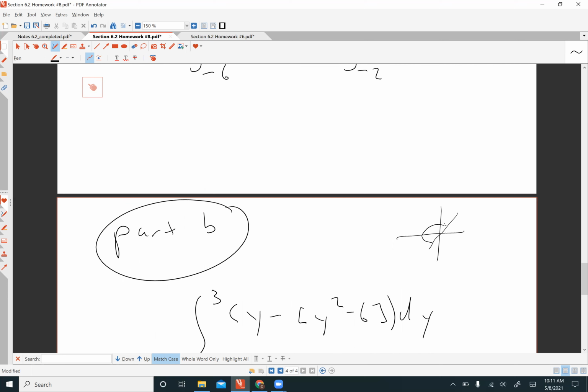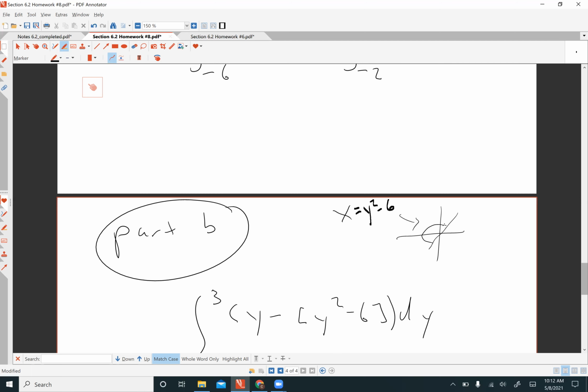So it's going to be y minus x. Let me try that again. It looks like a y. Sorry, the font changed, but whatever. So it's going to be y minus the parabola y squared minus 6.